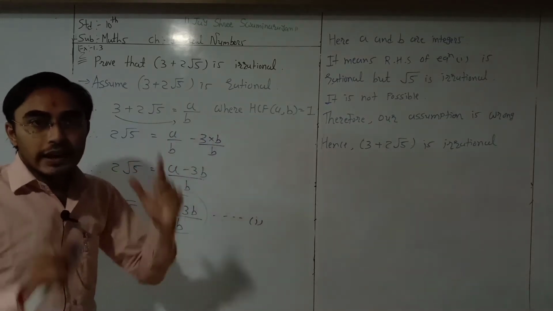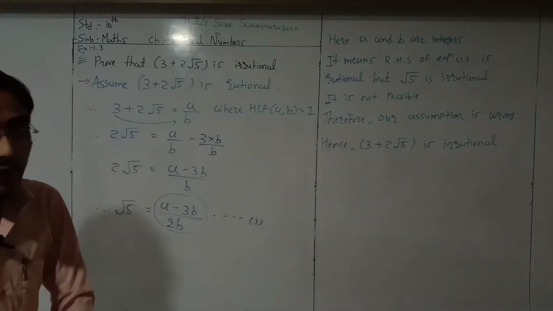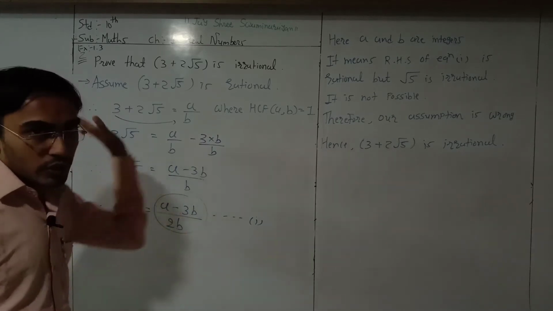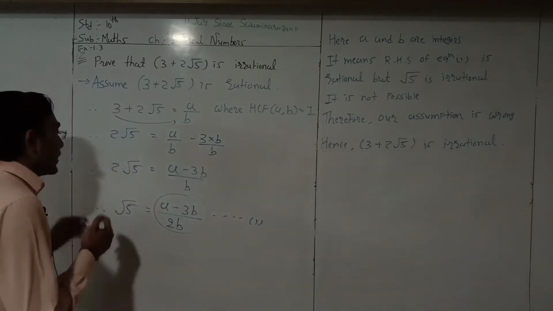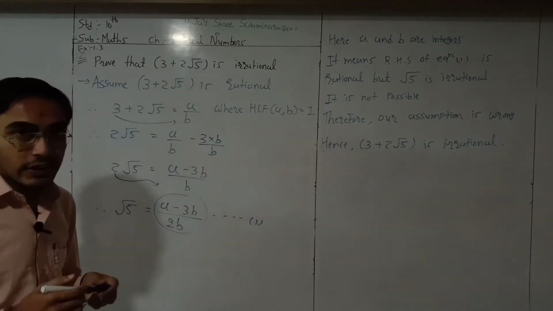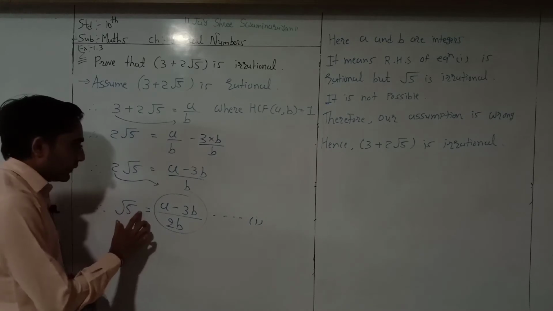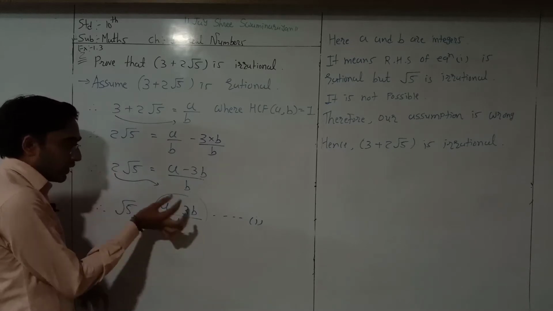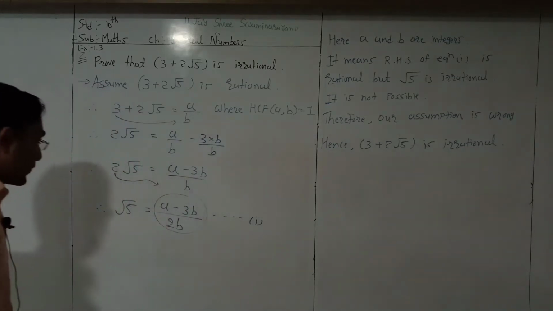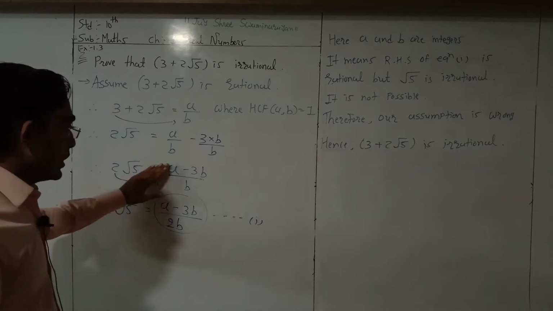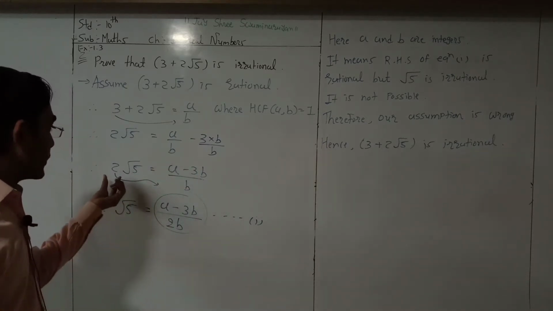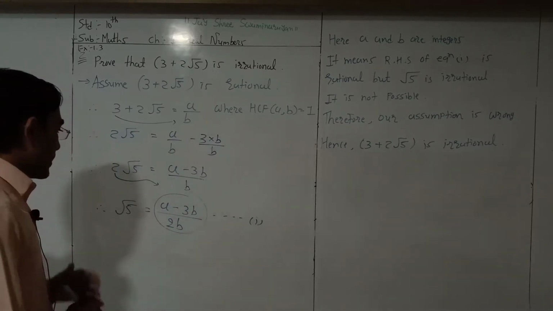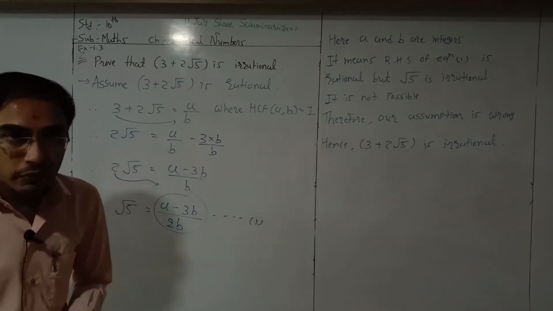Okay, here we need to take LCM. Now after that we want only under root 5, so we need to transfer this 2 to the right hand side, right? So under root 5 is equal to a minus 3b upon b, and if we transfer this multiply 2 to the right hand side, it goes to the denominator. Okay, so under root 5 is equal to a minus 3b by 2b. We need to transfer this 2 to the right hand side. Okay, now on the left hand side we have only under root 5.